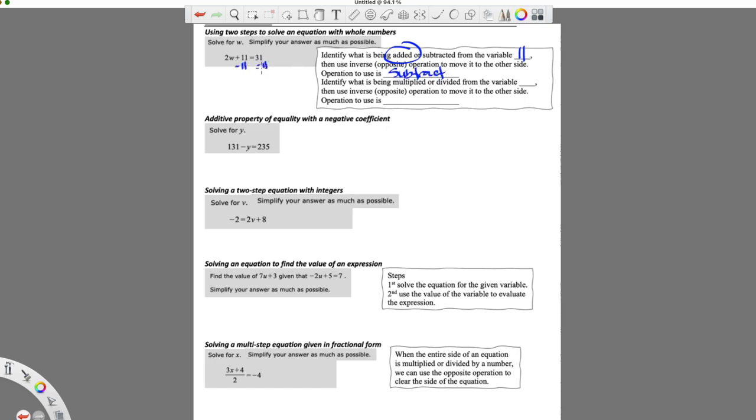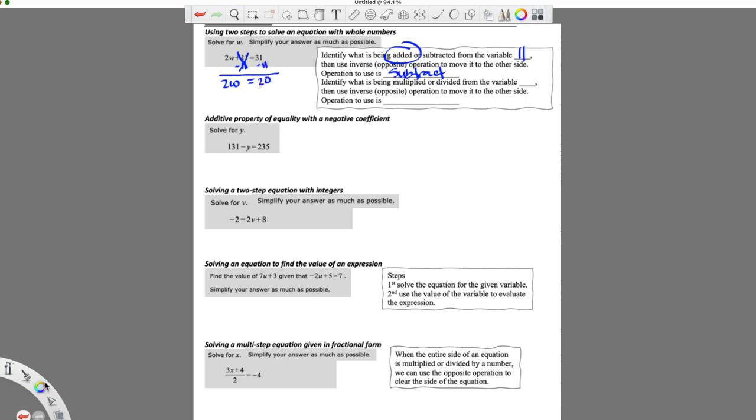Always think of this kind of like a little scale. There are sides here, and whatever I do to one side, I have to do to the other side. Okay, that keeps it balanced. It keeps it equal. So I haven't done anything with 2W, so it's going to just drop down here. 11 minus 11, well, that's 0. That's what we wanted it to be. It's no longer on that side by the variable. 31 minus 11, well, that's going to give us 20.